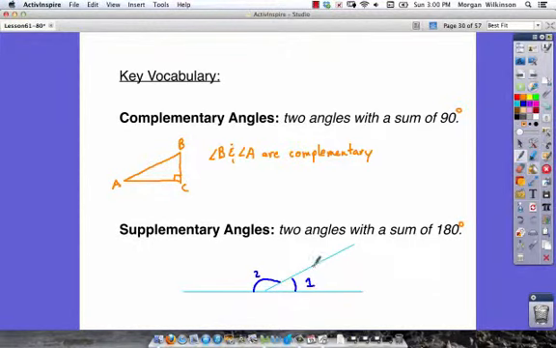If we put these two together, angle 1 plus angle 2, we know they form a straight angle, or a 180 degree angle. So we could say angle 1 and angle 2 are supplementary because they add up to 180 degrees. Now we don't have to know what the measures of those two are if we know that when we put them together they form a straight angle or a straight line. Let's look at an example with these different definitions.